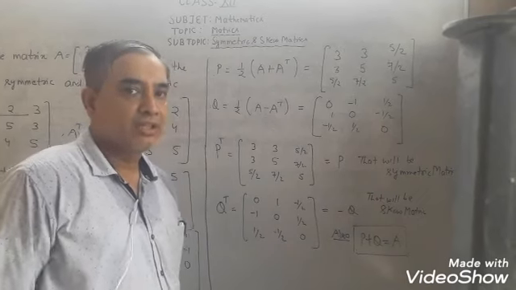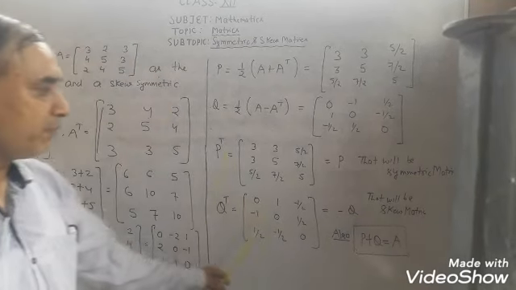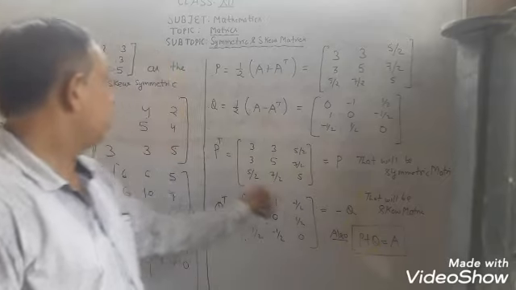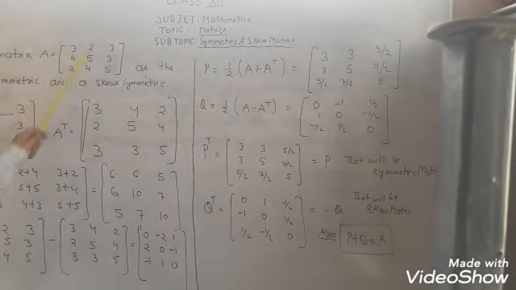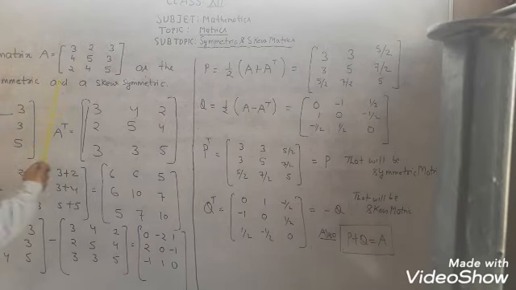And the interesting result, again we see, if we add P plus Q here, we get the matrix A again. So the question is finalized here. The matrix A, we can write as the sum of a symmetric matrix and a skew matrix.